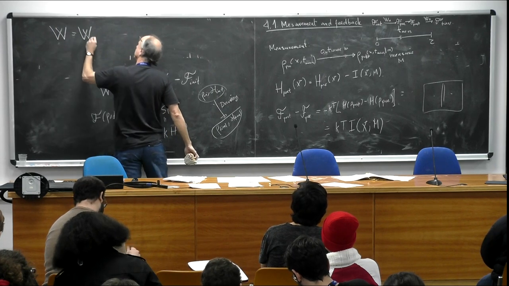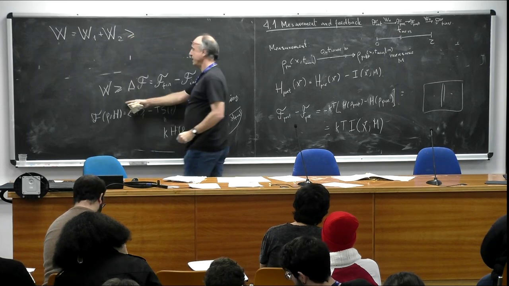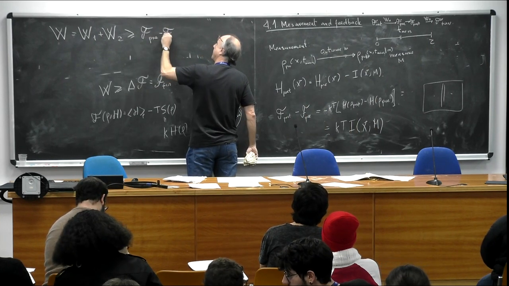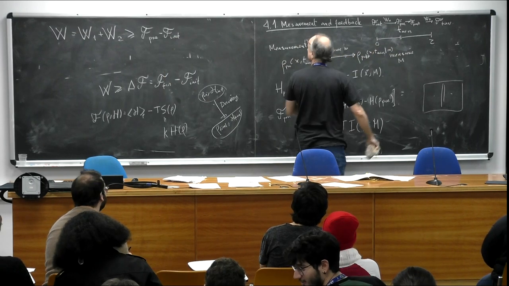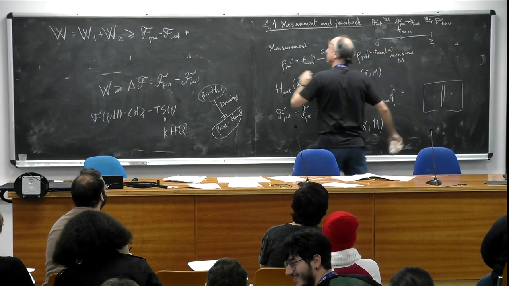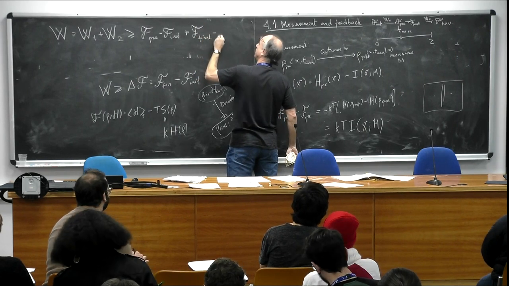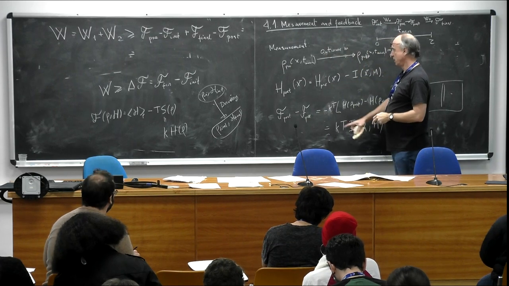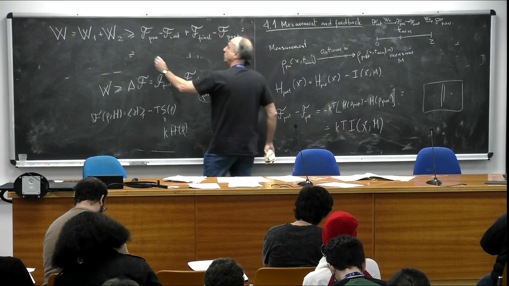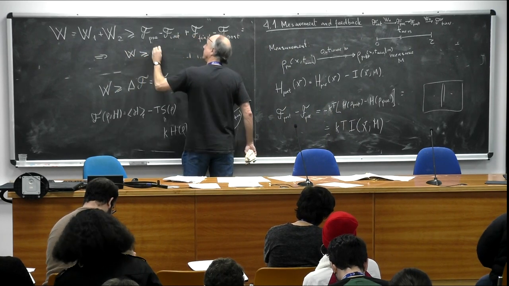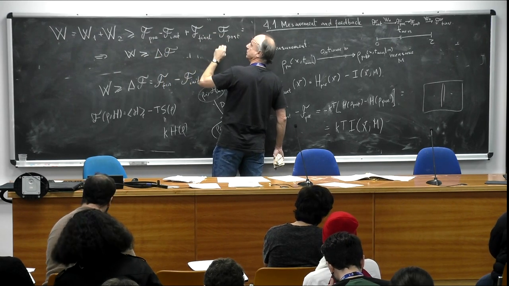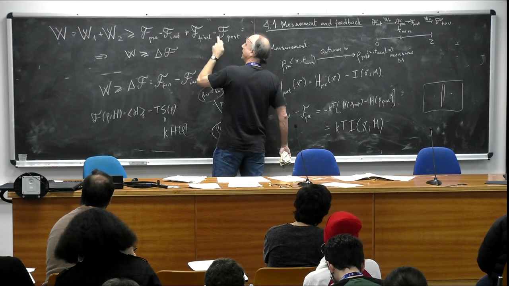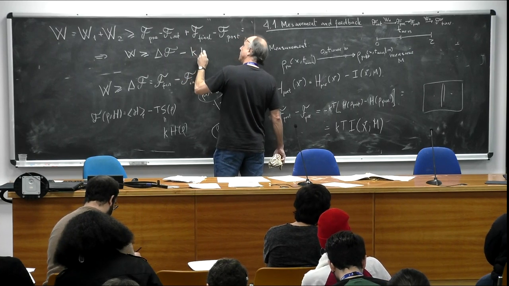The total work is work 1 plus work 2. This is bigger. I can apply the second law to each part. So W1 is bigger than the increment of free energy in the first part, and W2 is bigger than the increment in the second part. And now I have here pre minus post, I have a minus KTI, so I get that W is bigger than delta F. Sorry, this is plus, no? No. Delta F is final minus initial. And then I have pre minus post, which is minus KTI.